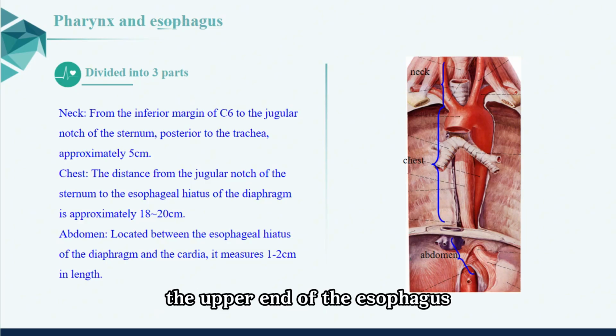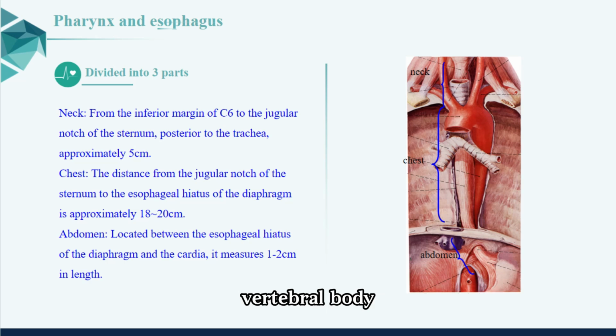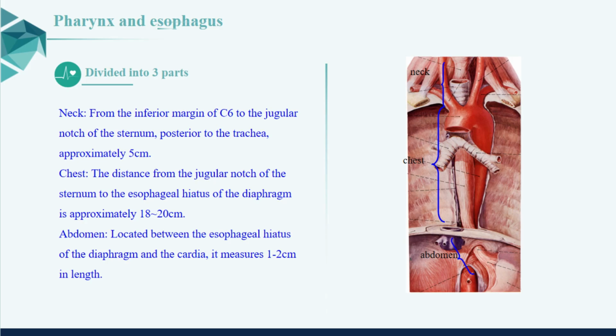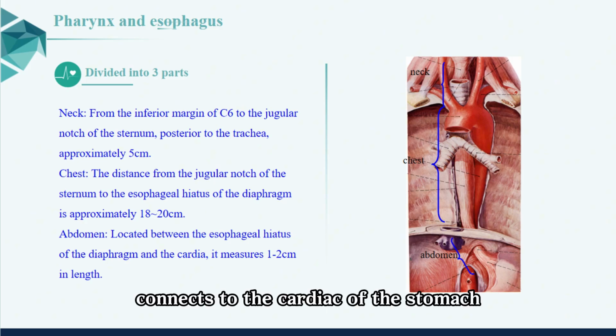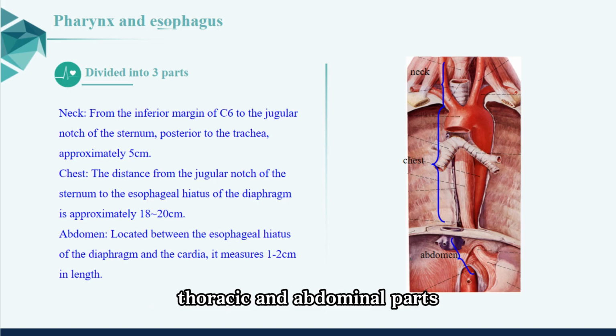The upper end of the esophagus, at the level of the inferior border of the C6 vertebral body, is continuous with the pharynx. Its lower end, at approximately the level of the T11 vertebral body, connects to the cardia of the stomach. The esophagus can be divided into cervical, thoracic, and abdominal parts.